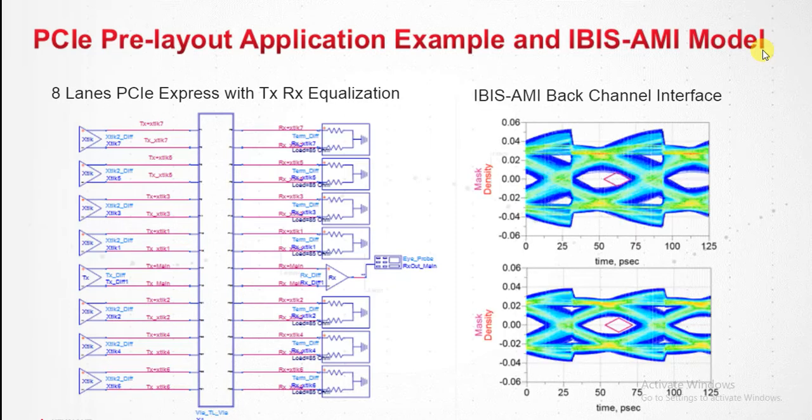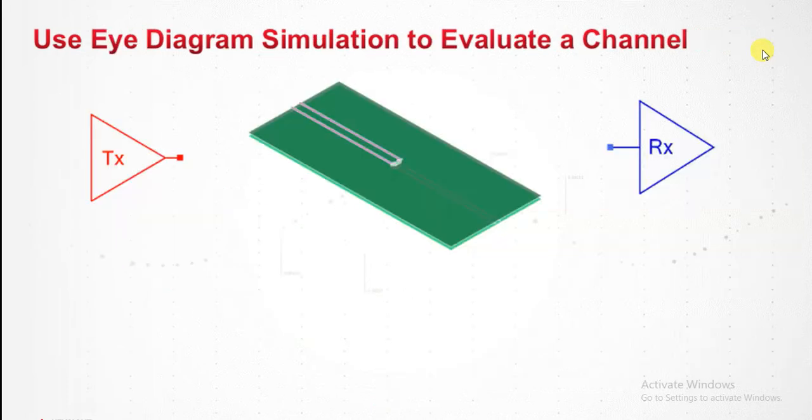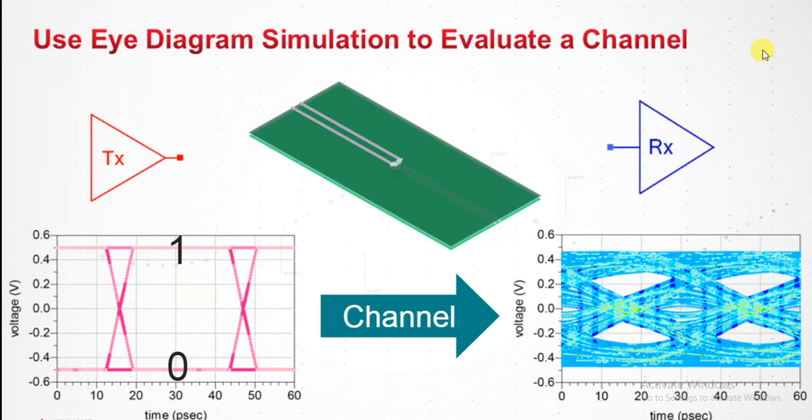Going straight to it, we'll first simulate the channel. Right here, we'll use eye diagram simulation to evaluate the differential channel in the middle in hand. On the transmitter side, we'll see the eye is open. What does that mean? That means a digital 1 and 0 can be clearly distinguished. But after it goes through the channel, the eye is closed. The receiver cannot tell whether it's a 1 or a 0 anymore.